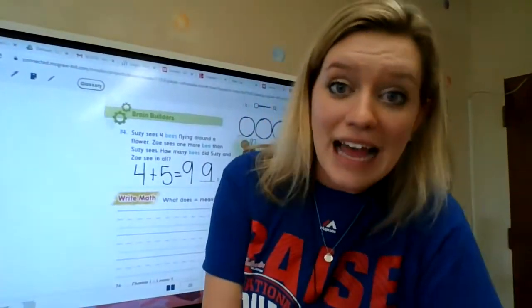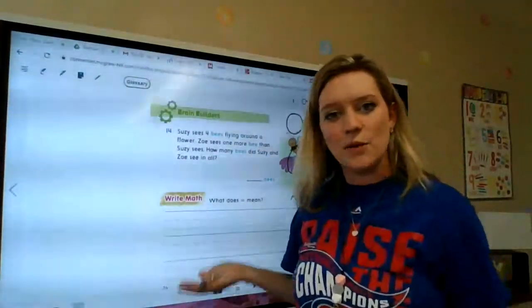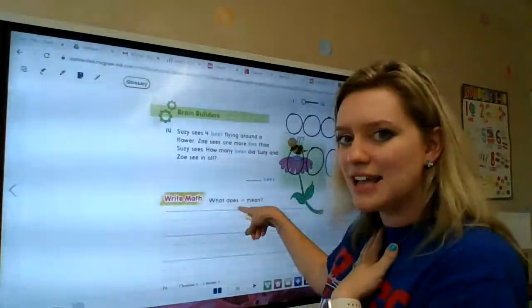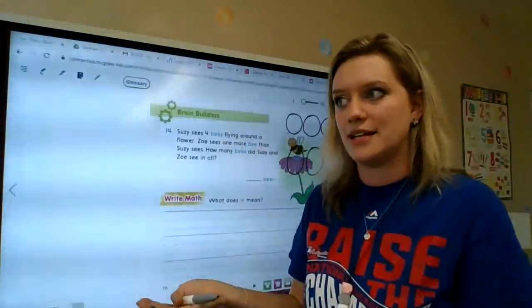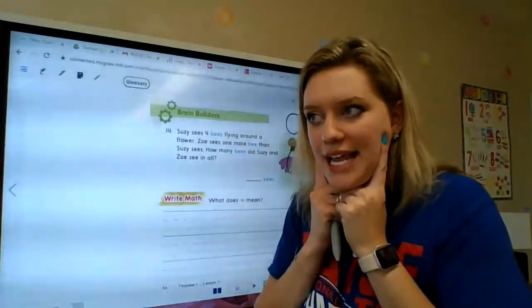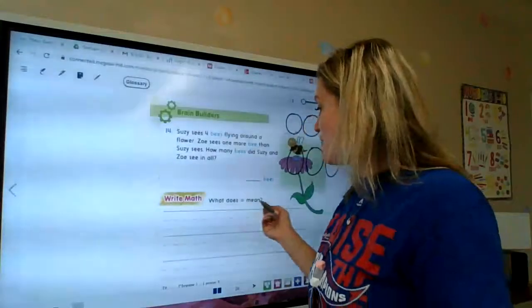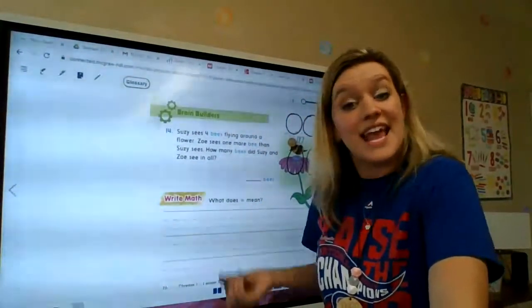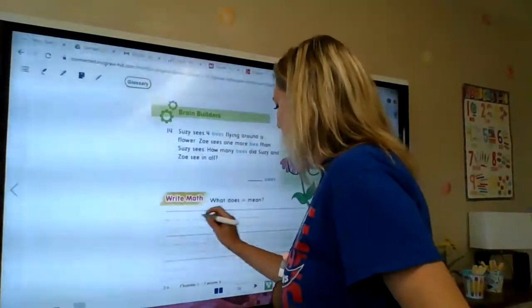Okay, the very last question to do today is, I can't say the word because we're going to write it, but what does that sign mean? When we have 2 lines next to each other, what does that mean? Anybody remember that word? Equal. That means equal. That sign means we find the answer of an addition problem, right? So let's write that down.